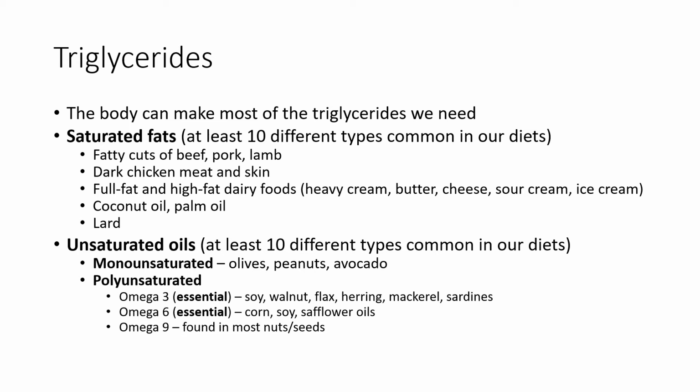Saturated fats we find primarily in our animal foods. So beef, pork, lamb, dark chicken meat, and poultry skin. Full-fat dairy foods, and also high-fat dairy foods like heavy cream, whipping cream, butter, sour cream, ice cream.